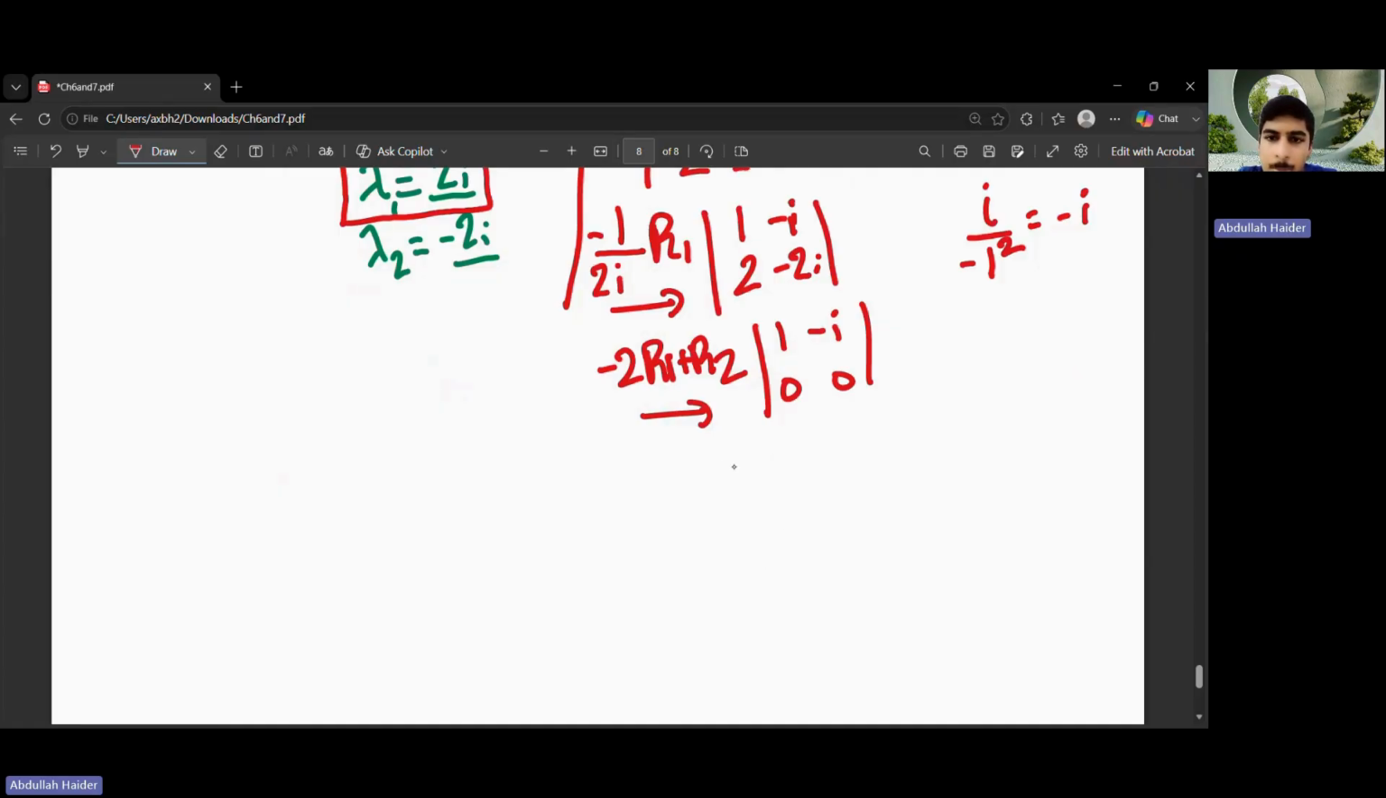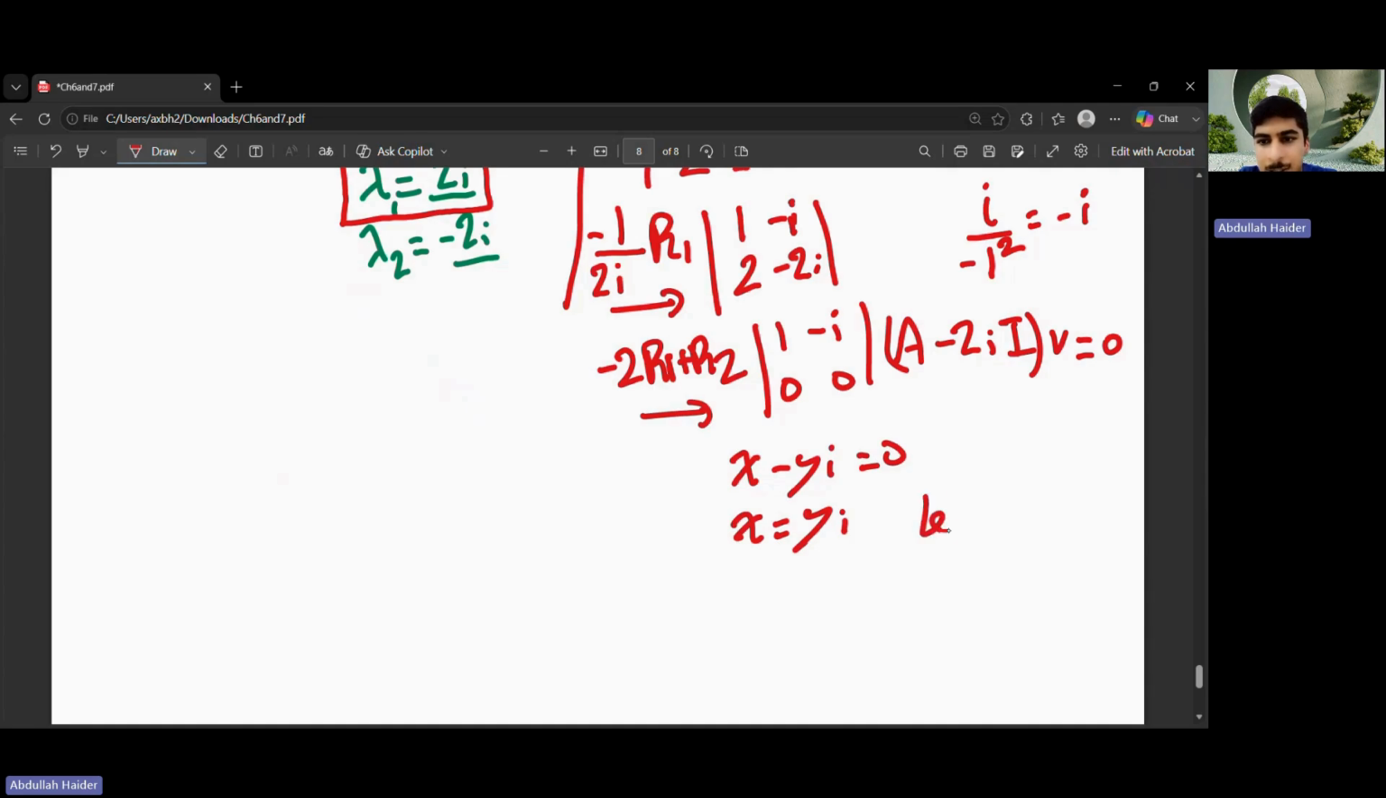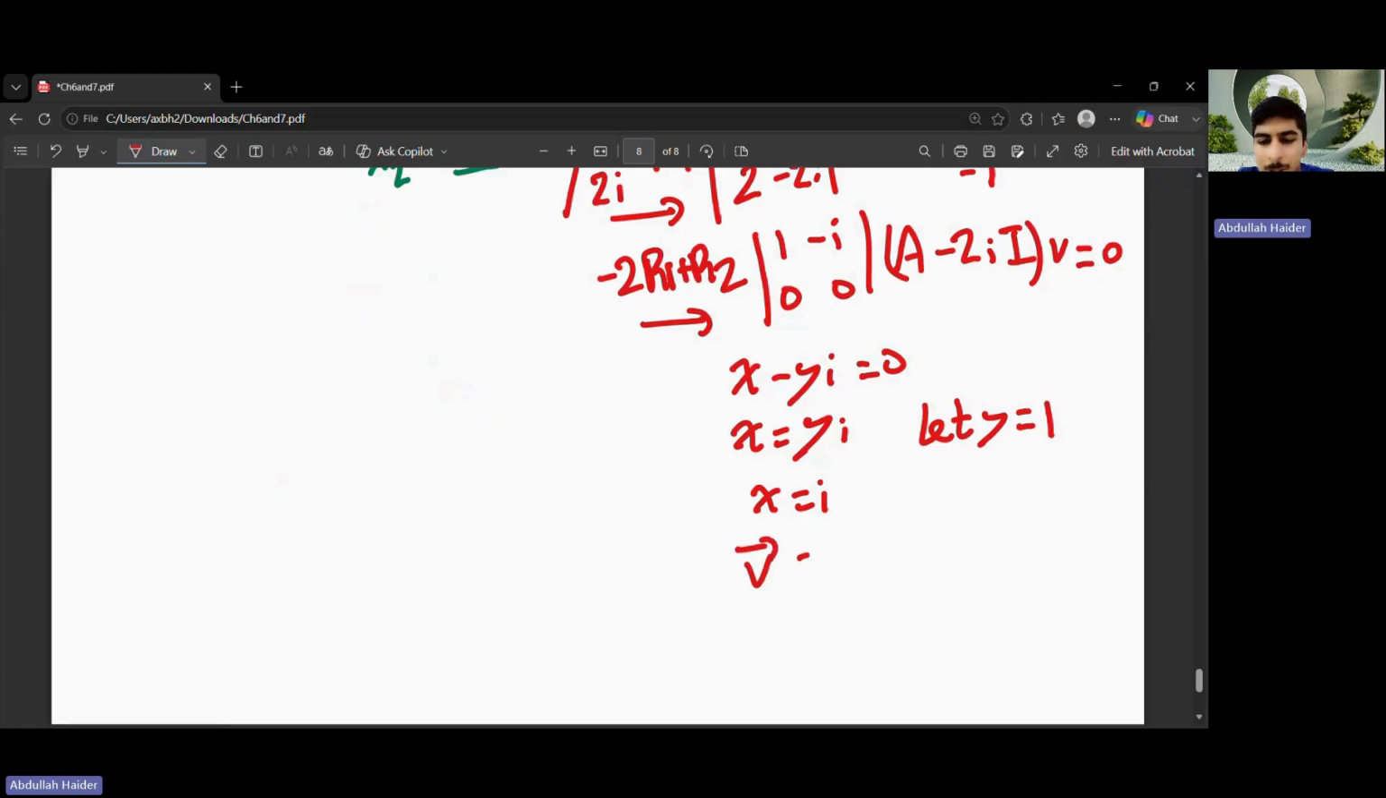What you can do is, basically now we're doing A minus 2i I times v equals 0. So this means that x minus yi equals 0. x equals yi, and let's let y be 1, which means x equals i. x equals i, y equals 1 means our eigenvector is going to be (i, 1). This is going to be our eigenvector.